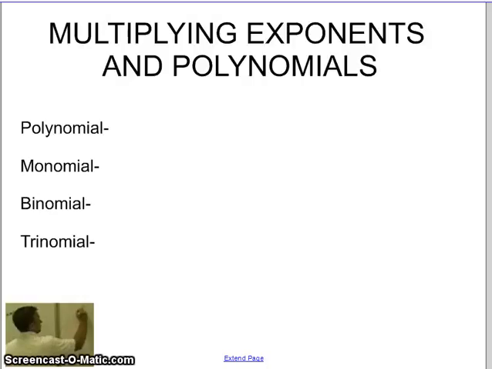Okay, these are notes on multiplying exponents and polynomials. Alright, first off we have to distinguish what is a polynomial. A polynomial is an expression that's a collection of terms. Alright, we've had this definition before.